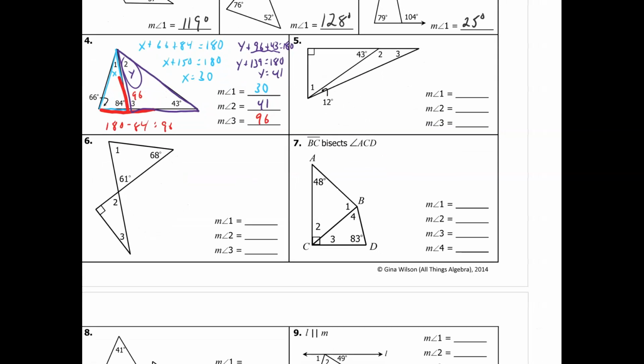Number 7, we have a bisector. So we're going to have to use that word bisector and remember what that means. So we know that BC bisects ACD. That means it cuts it in the middle, makes 2 equal parts. Well, it so happens that angle ACD is a 90-degree angle. So if I make that into 2 equal parts, they each have to be 90 divided by 2. They each have to be 45-degree angles. So I already know angle 2 and 3 are 45-degree angles just from that statement. Don't need anything else, just because it's already given to be a right angle.